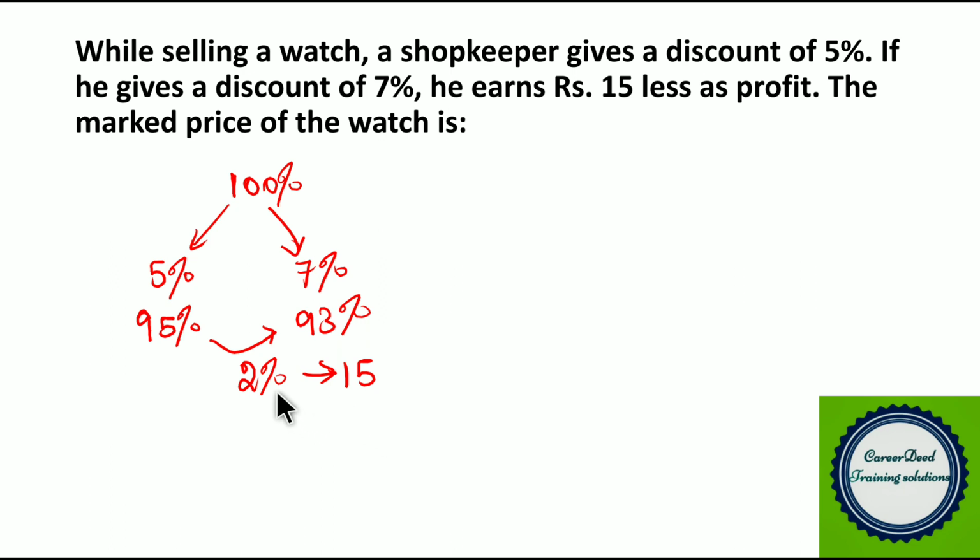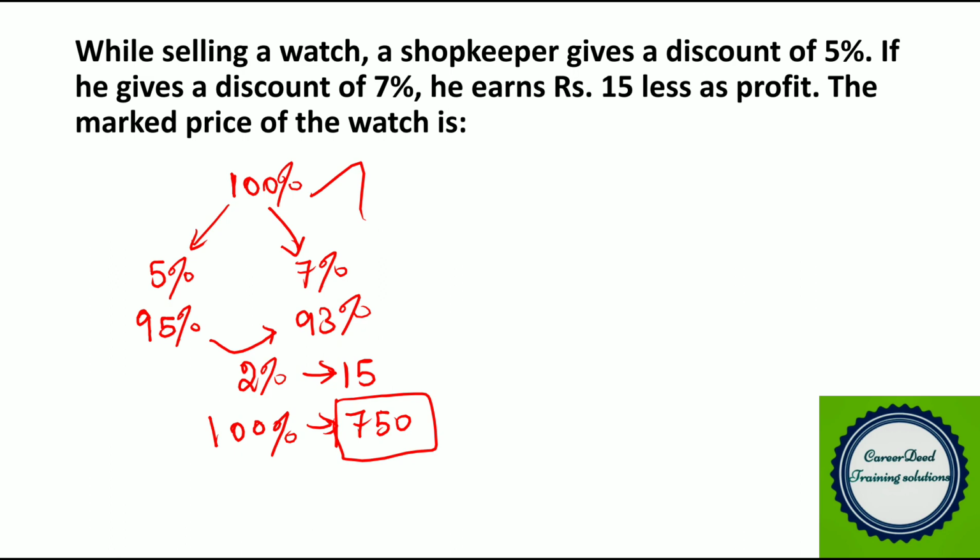Now if 2% is 15, what is 100%? 100% is nothing but 750. So 2 into 50 you get 100, 15 into 50 you get 750. Now we already fixed that 100% is the market price of the article. So the market price of the article is rupees 750 only. So this problem belongs to profit and loss. If you haven't watched our videos on profit and loss, I have included the link in the description. Have a look at it.